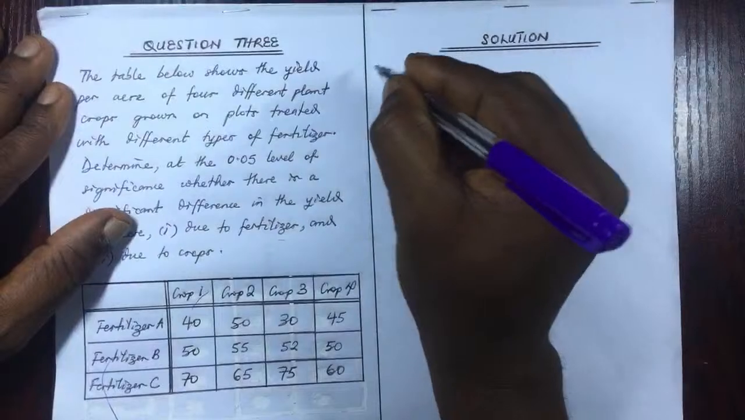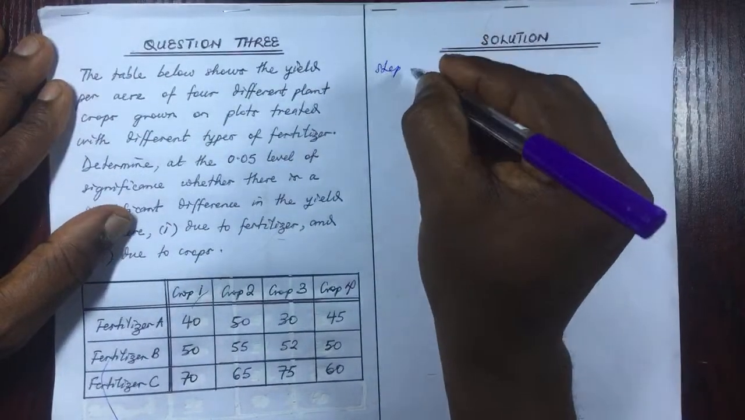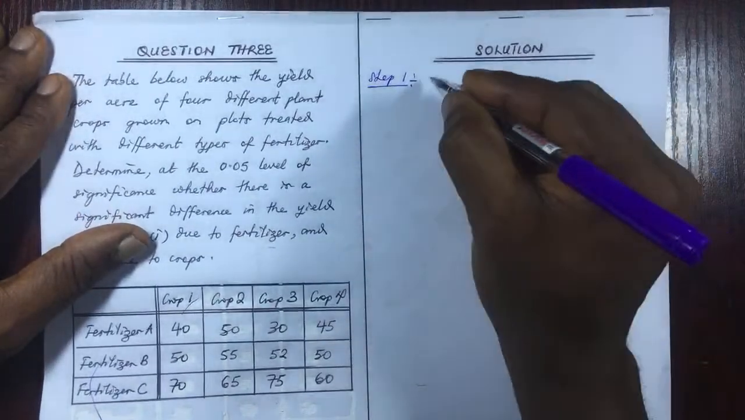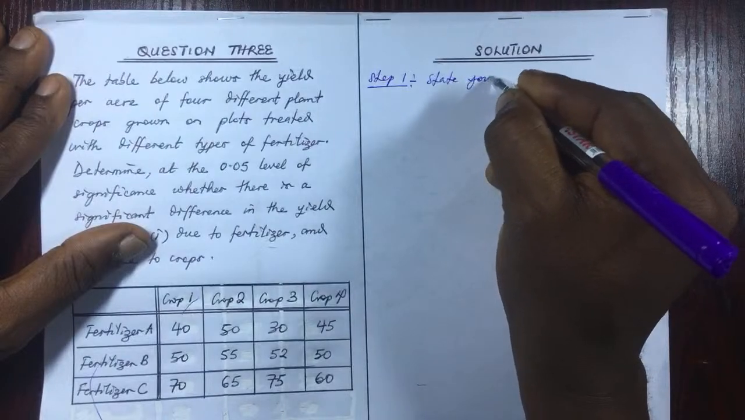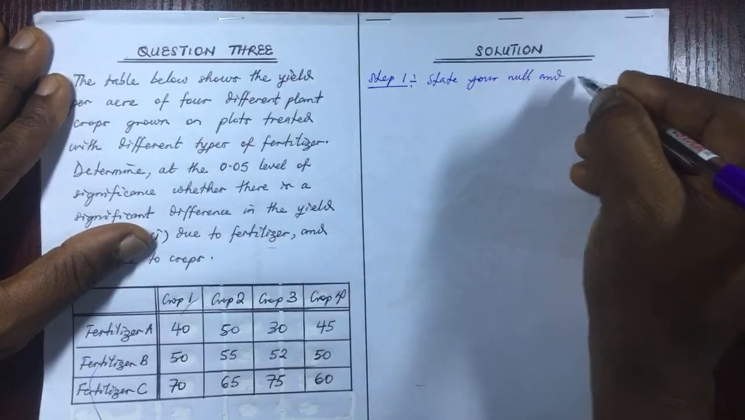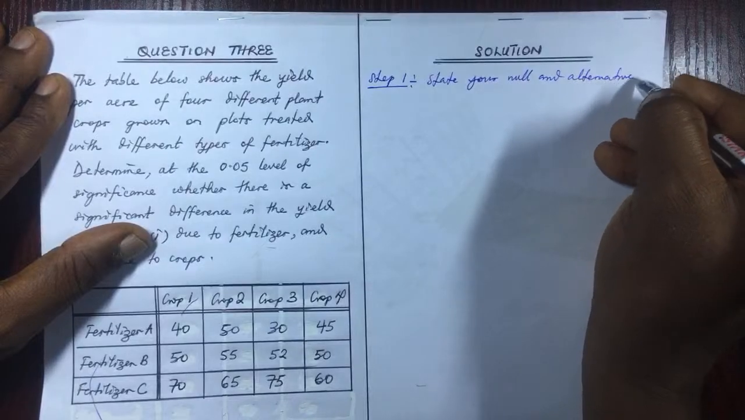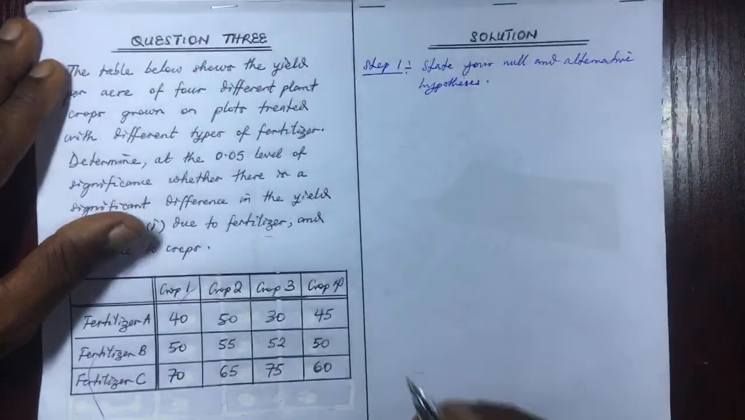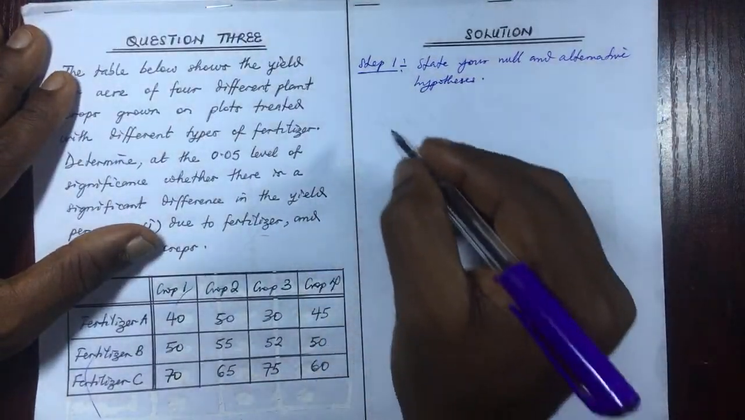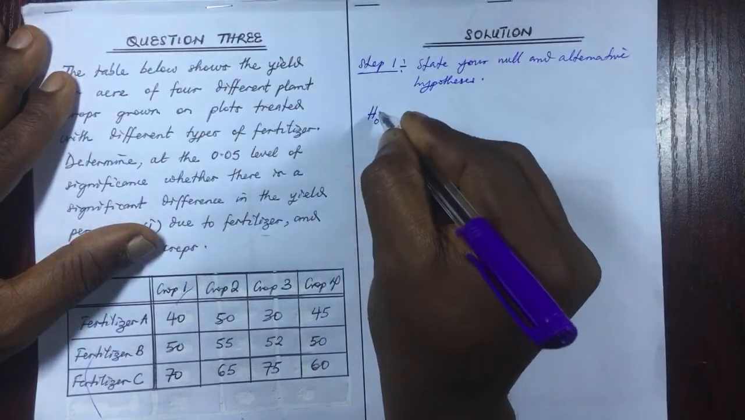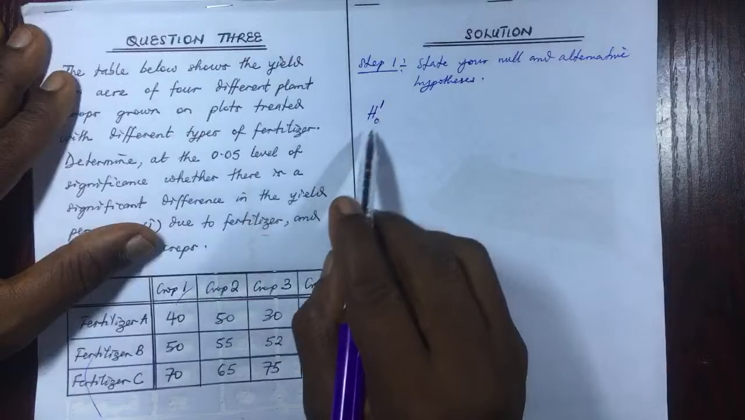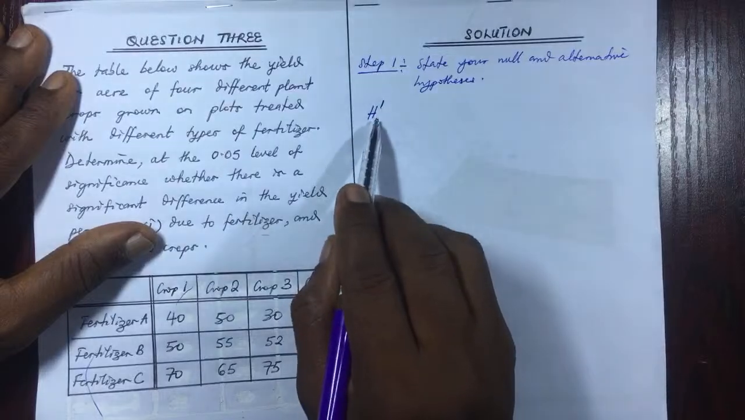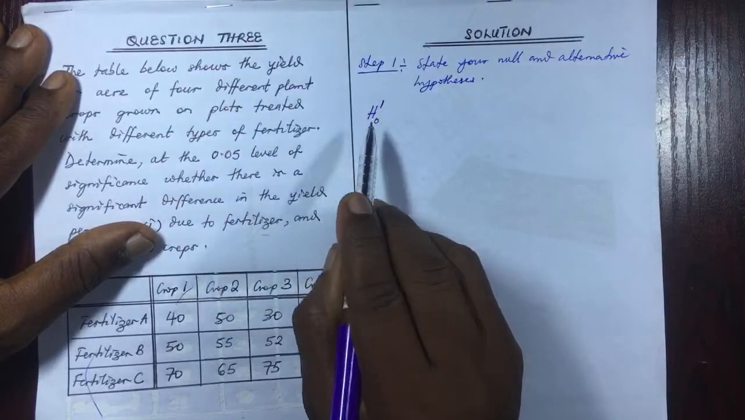So the first step, just like we've used 5 steps previously, I would also recommend 5 steps here to solving the problem. So step 1: state your null and alternative hypothesis. Since it's a two-way problem, please pay attention. I'm going to write H0 1. I'm using this to let you know that I'm writing out the first null hypothesis. So this is read as the first null hypothesis.